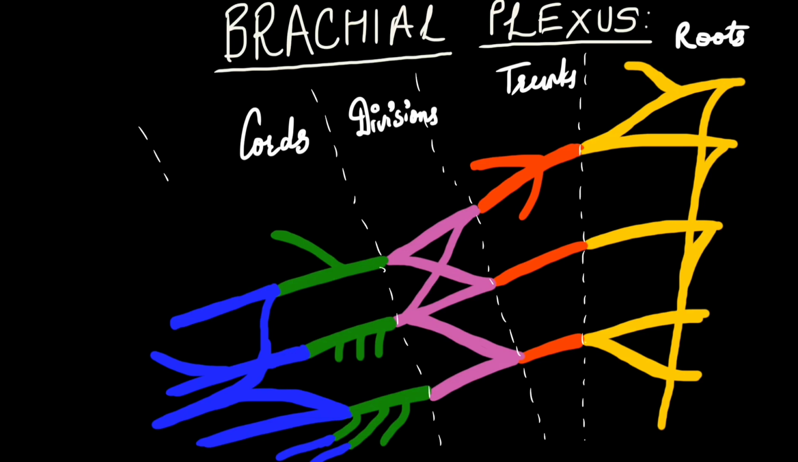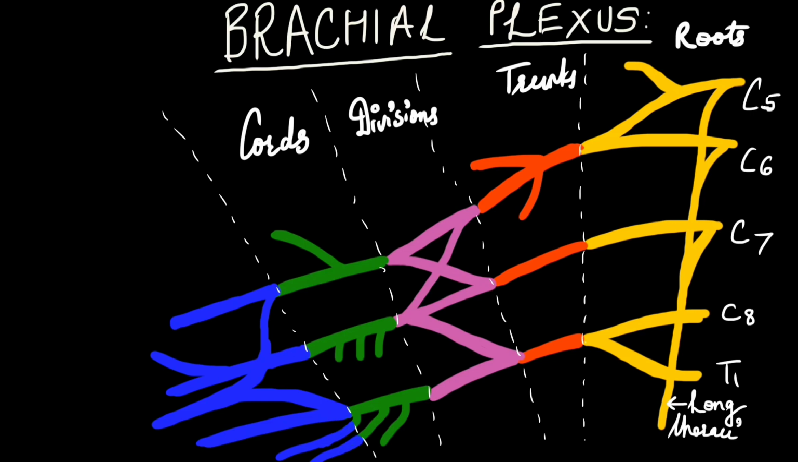Branches of the trunks. These arise only from the upper trunk, which gives 2 branches, one suprascapular, C5, C6. The other is nerve to subclavius, C5, C6. It supplies the small subclavius muscle. It may give a root for phrenic nerve.